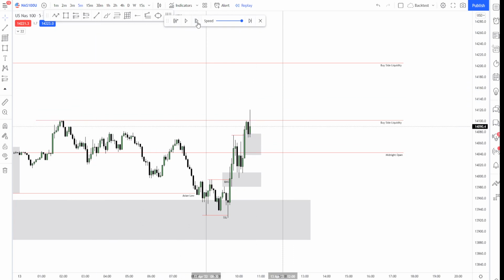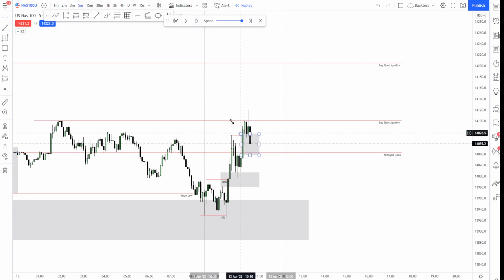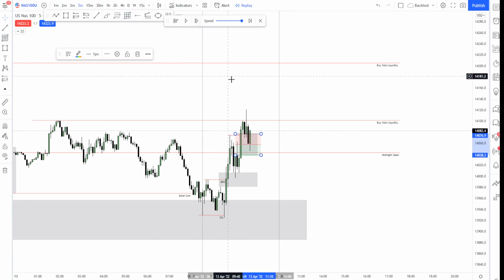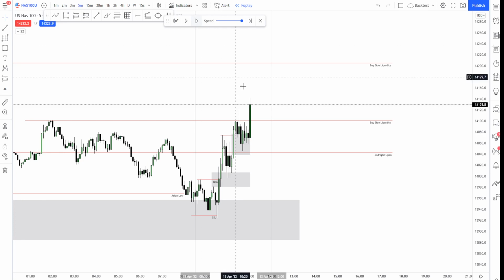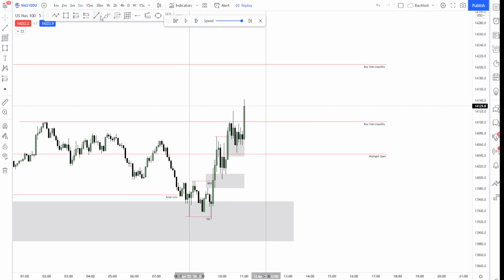Okay, and now we see price reject. It comes down a bit deeper. See if it comes into the 50%. Okay, so price comes down deeper than 50%, and then we want to see price continue up.